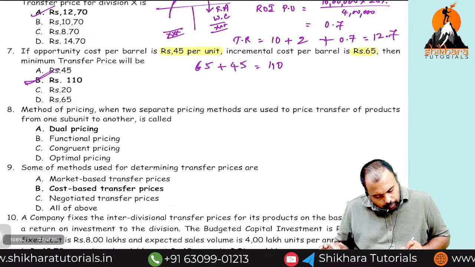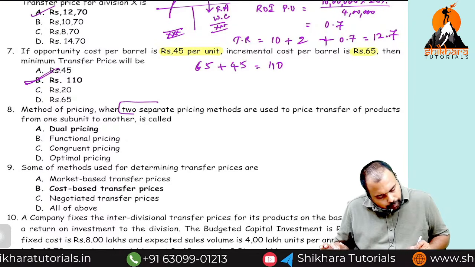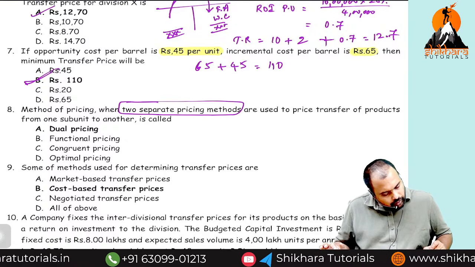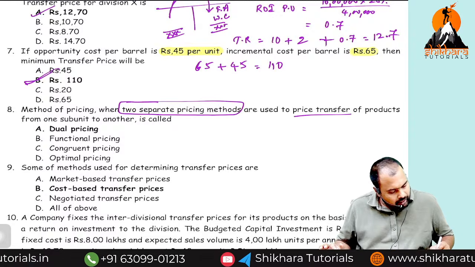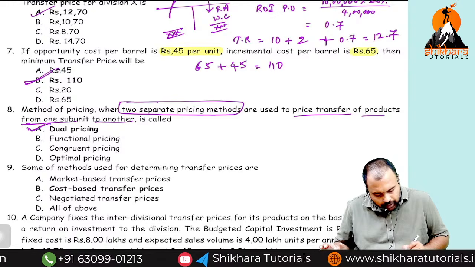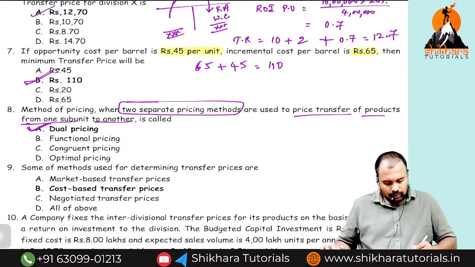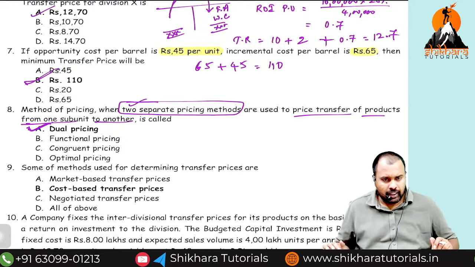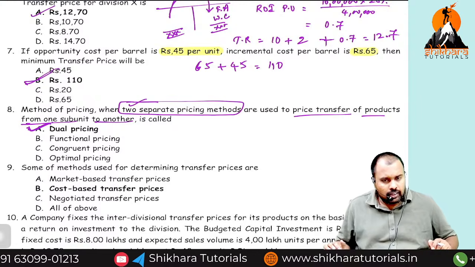Then the method of pricing, when two separate pricing methods are used to price the transfer of products from one subunit to another, is called dual pricing, sir. There itself you can find two separate pricing methods. Whenever we are using them, that is called the dual pricing method.